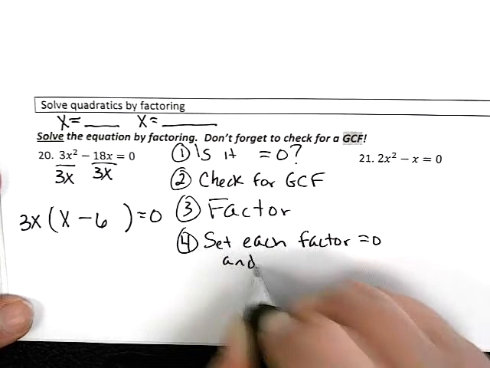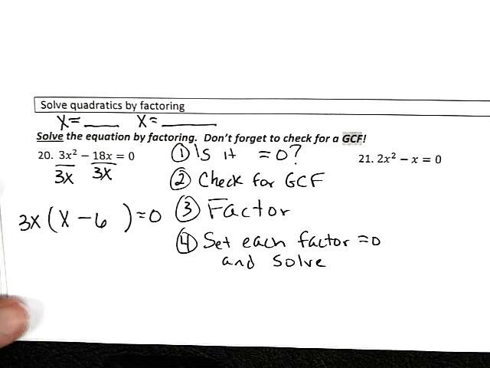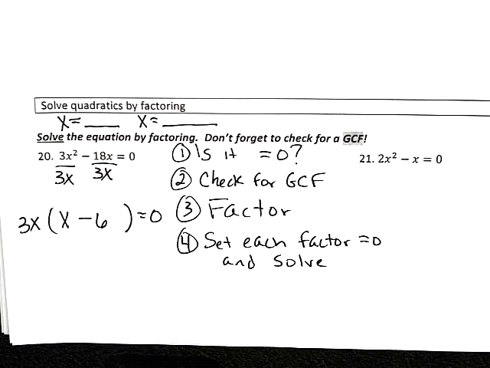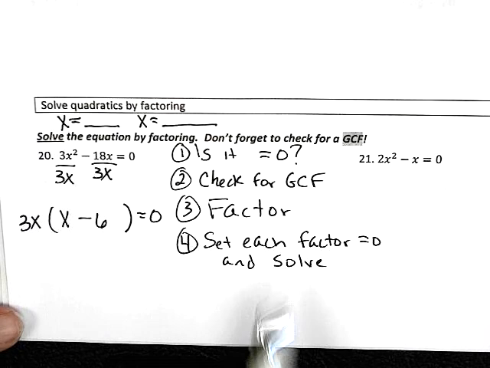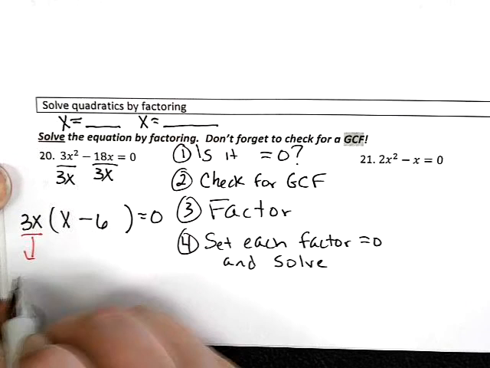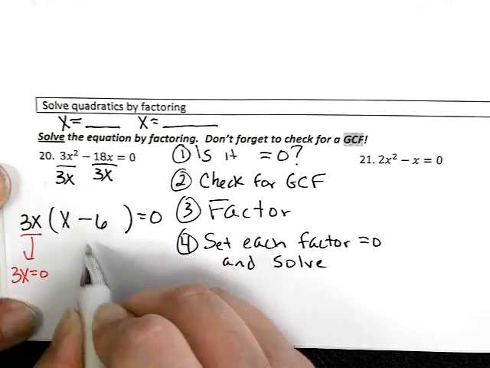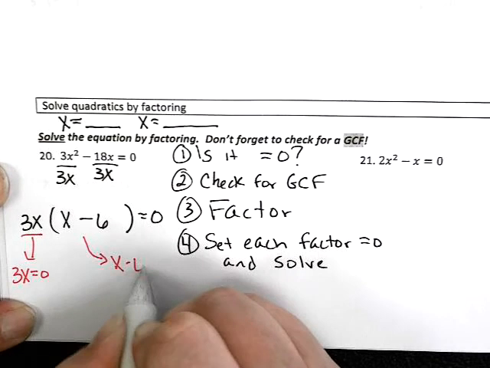And you should have all of this in your notes already. The solving part starts on page 22 of your packet, so you should have all of these steps written down already. But just in case, I'm doing them here. So set each factor equal to 0 means take each piece: 3x equals 0, x minus 6 equals 0.